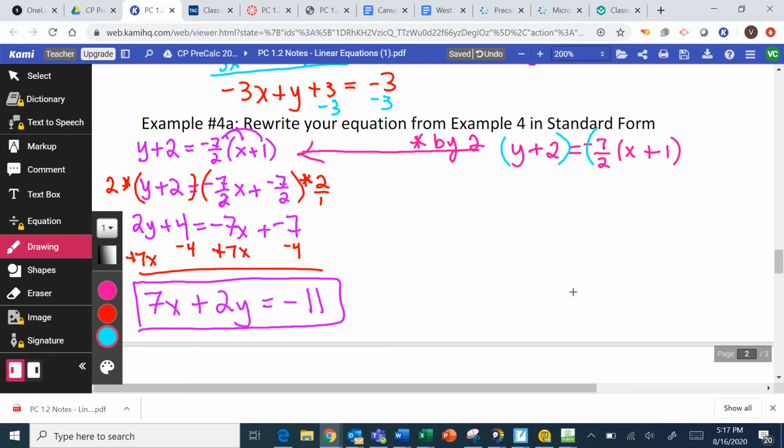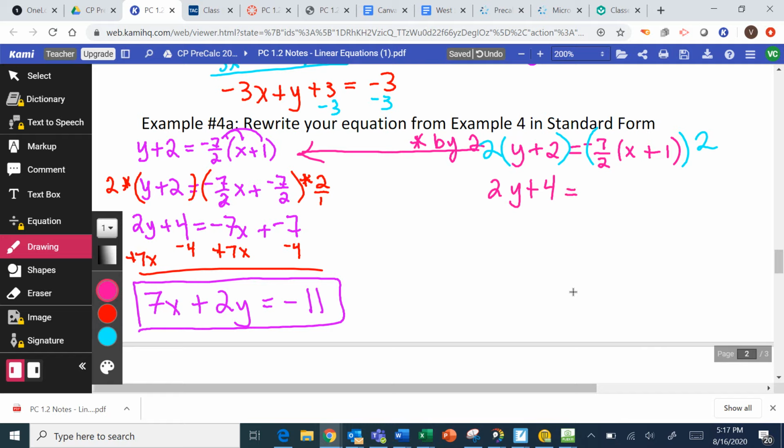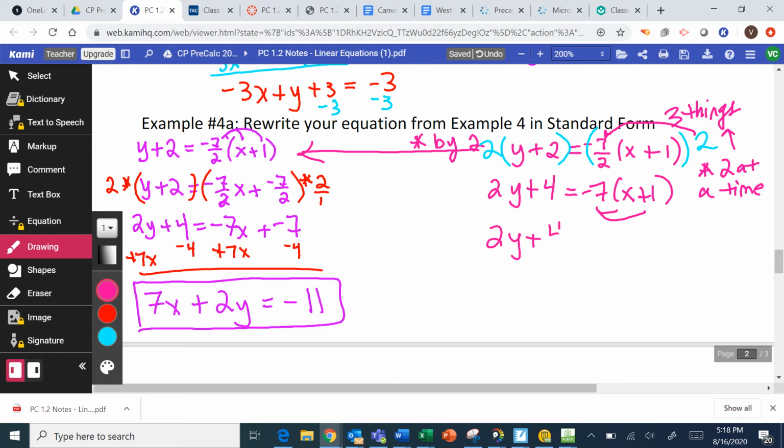Okay, so if we're going to multiply both sides by 2, then I would get 2y plus 4 on this side. But on this side, you have to be very careful, because here we're multiplying 3 things. Well, in math, you cannot multiply 3 things together. You can only multiply 2 at a time. So I would multiply the 2 by the negative 7/2 first and get negative 7. But we have not multiplied x plus 1. Then second, we would multiply the negative 7. We would distribute that through, and we get 2y plus 4 equals negative 7x minus 7. And from there, we would do the exact same step that we did right here and have the exact same answer. You just got to be careful. We can only multiply two things at a time.